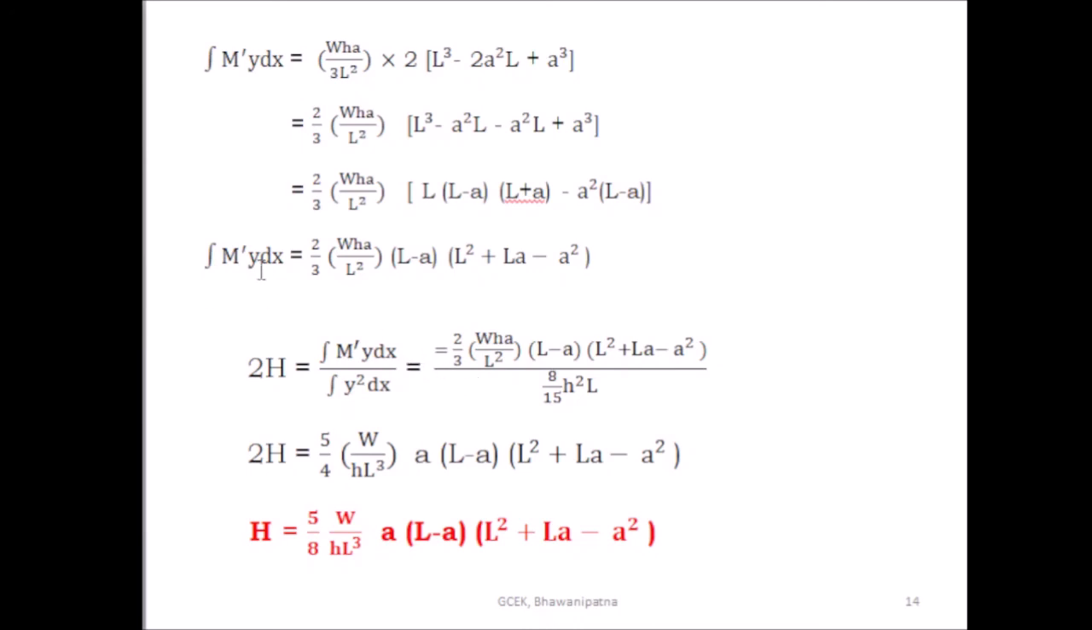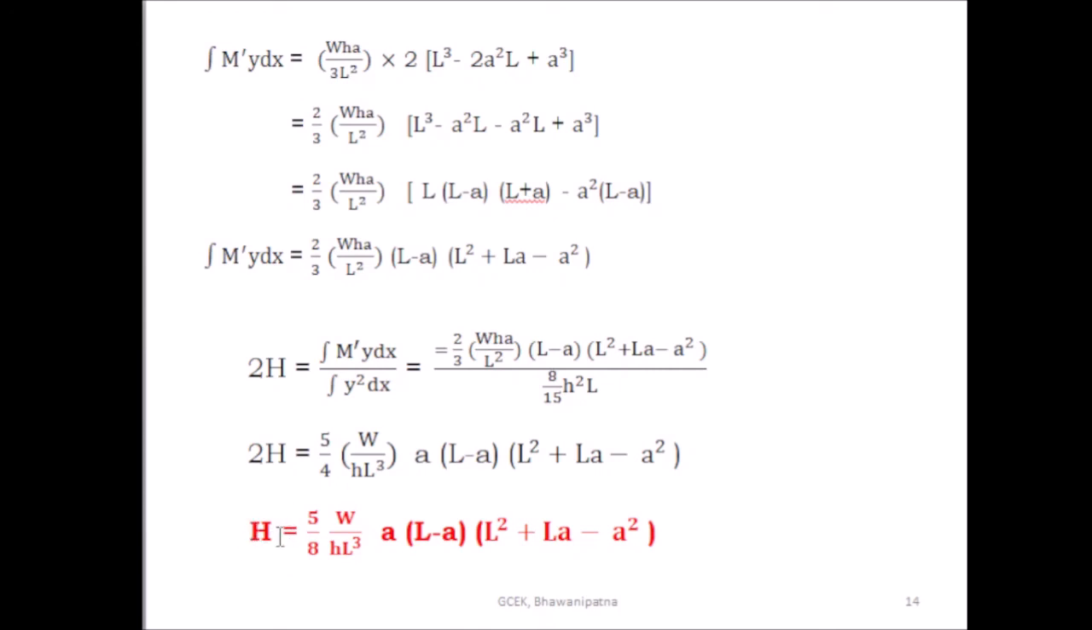So you got the integration of m dash y dx, the expression 2 by 3 wha by l square, l minus a into l square plus la minus a square, and you know the integration of y square dx is 8 by 15 h square l. Then after simplifying the numerator and denominator, you get 2h is equal to 5 by 4 w by hl cube into a into l minus a into l square plus la minus a square. Then finally, you have to find the horizontal thrust when the load is present at a distance a from the left springing.